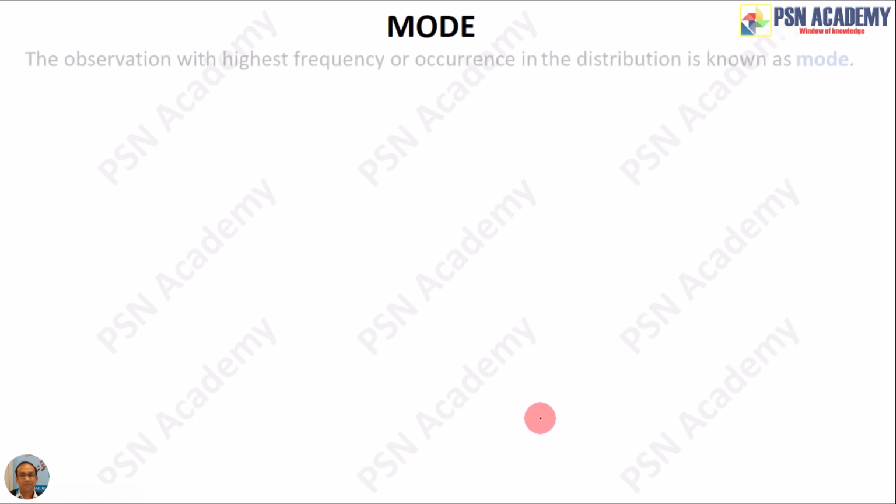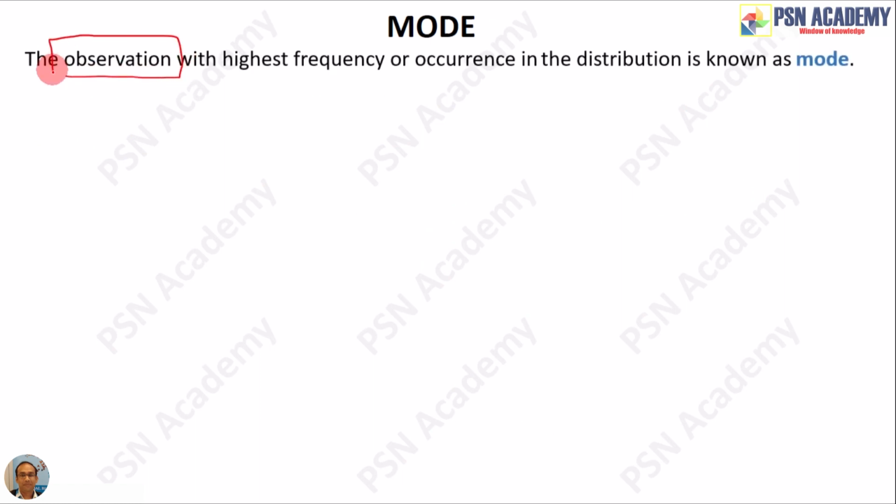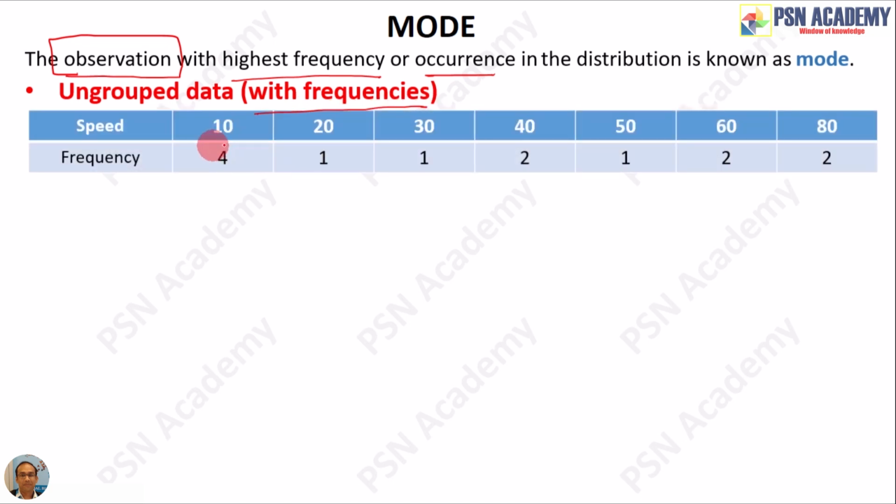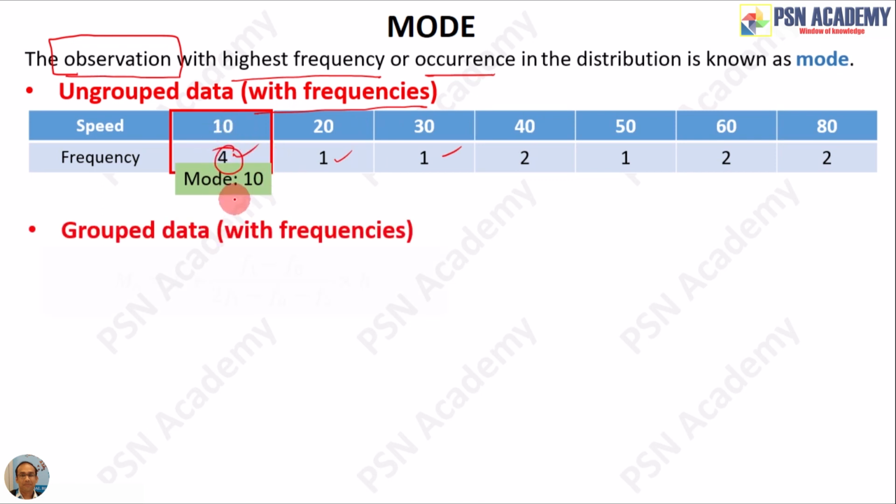Now we talk about mode. Mode is the observation, that means the value that has the highest frequency or occurrence in the distribution. Mode can be calculated with both ungrouped data and grouped data. Let's start with ungrouped data, with frequencies. We have the speed 10 km per hour 4 times, 20 kmph 1 time, 30 kmph 1 time, like that. And you have this mode as 10, because in this whole list 10 has the highest frequency, that is 4.